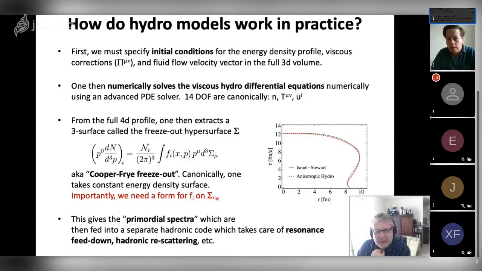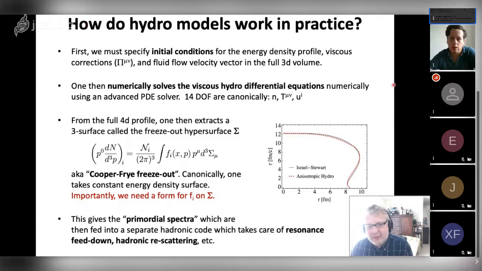So that's this red point. We need a form for Fi on the freeze-out hypersurface in order to convert the fluid back into particles. Now, in practice, these particles that are produced on this hypersurface are what's called the primordial particles. They then have to feed down if they're resonances or undergo hadron rescattering. That happens later. I'm primarily concerned with how we convert the particles on this hypersurface.